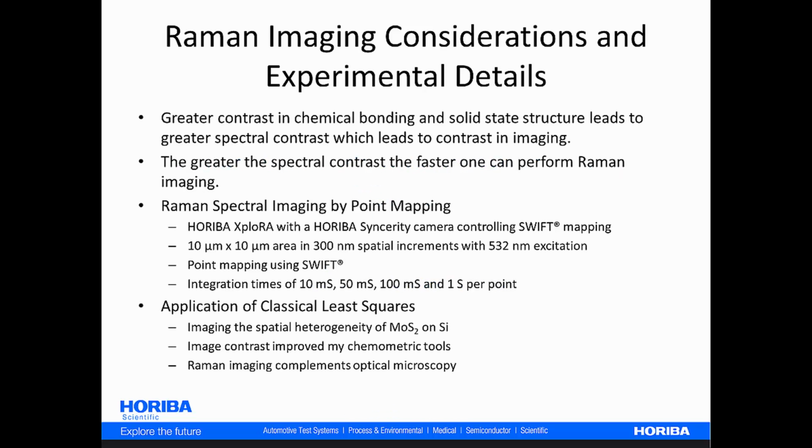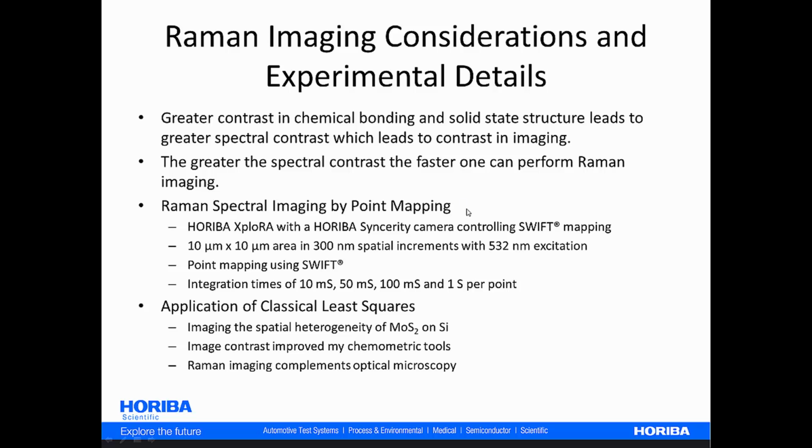And so let's begin by considering some of the important aspects of Raman imaging and the materials related to that, as well as the experimental details. The first thing, and the most important, is that the greater the contrast that one finds in the chemical bonding and the solid state structure in heterogeneous materials or samples leads to greater spectral contrast, which leads to greater contrast in the imaging. So spectral contrast and imaging contrast are intimately related. The second point is that the greater the spectral contrast, the faster one can actually perform Raman imaging.